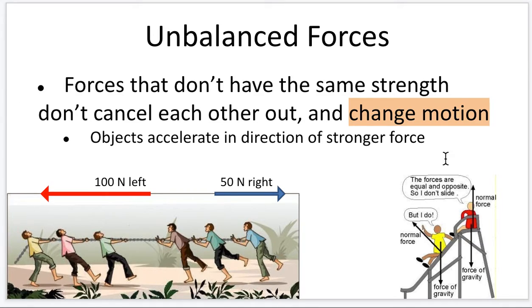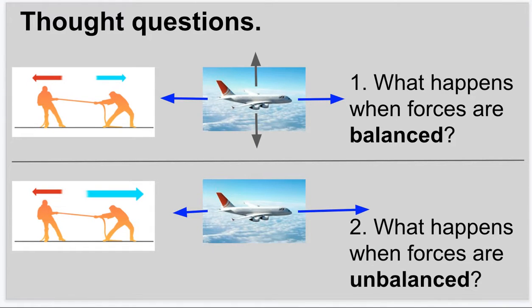Okay. If you see here on the slide, the one in the red shirt has that normal force. It's not sliding. The same force is coming from the bottom and the top. But the yellow is on the slide, and the gravity is pushing that person down. So they've got, the stronger amount is going to push them down that slide. Okay. So when forces are balanced, then they stay like they are. And when they're unbalanced, they're going to move.